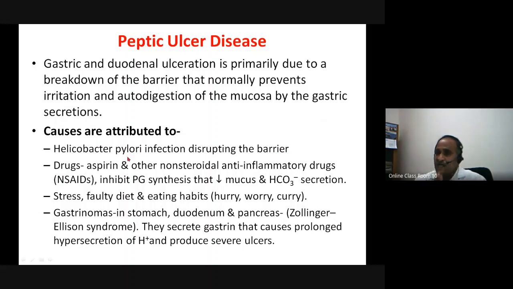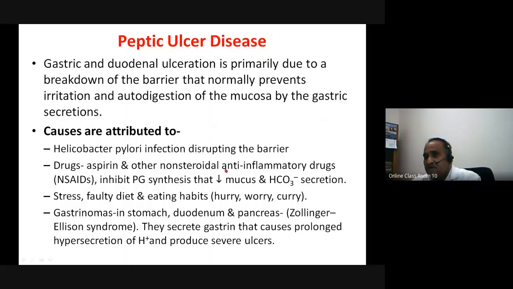Drugs like aspirin, I mentioned about the aspirin there. So that means the prostaglandins inhibit the proton pumps. Now, aspirin, what it does, it prevents the prostaglandin synthesis. So it is a prostaglandin synthesis inhibitor. So if the inhibitory effect of the prostaglandin is not there on the proton pump, that means that increases the activity of the proton pump and that increases the acid secretion.